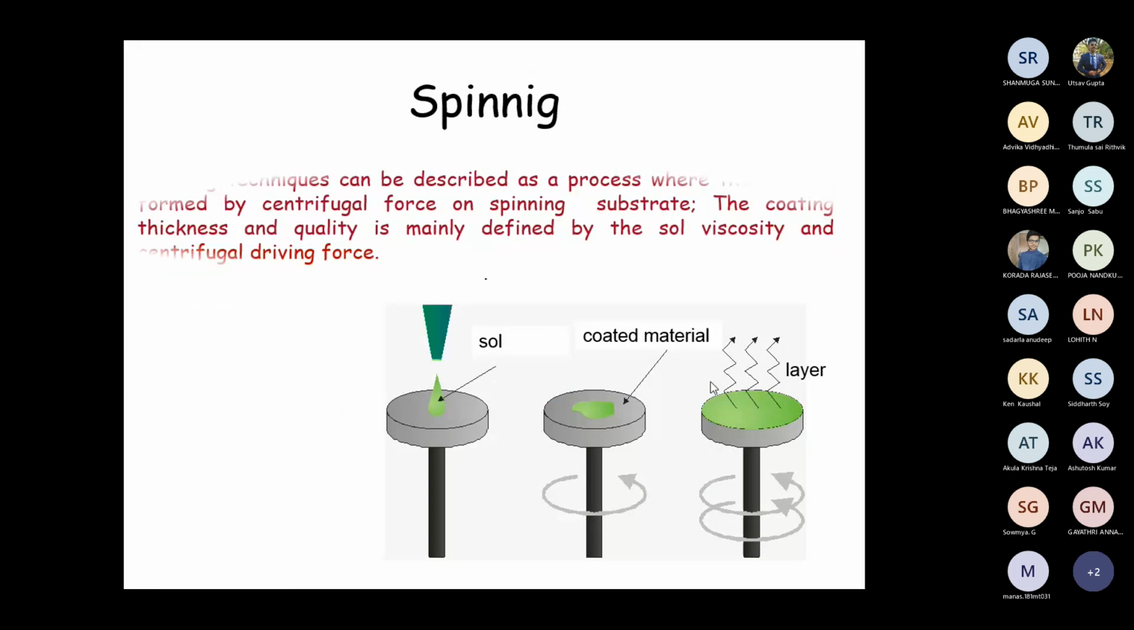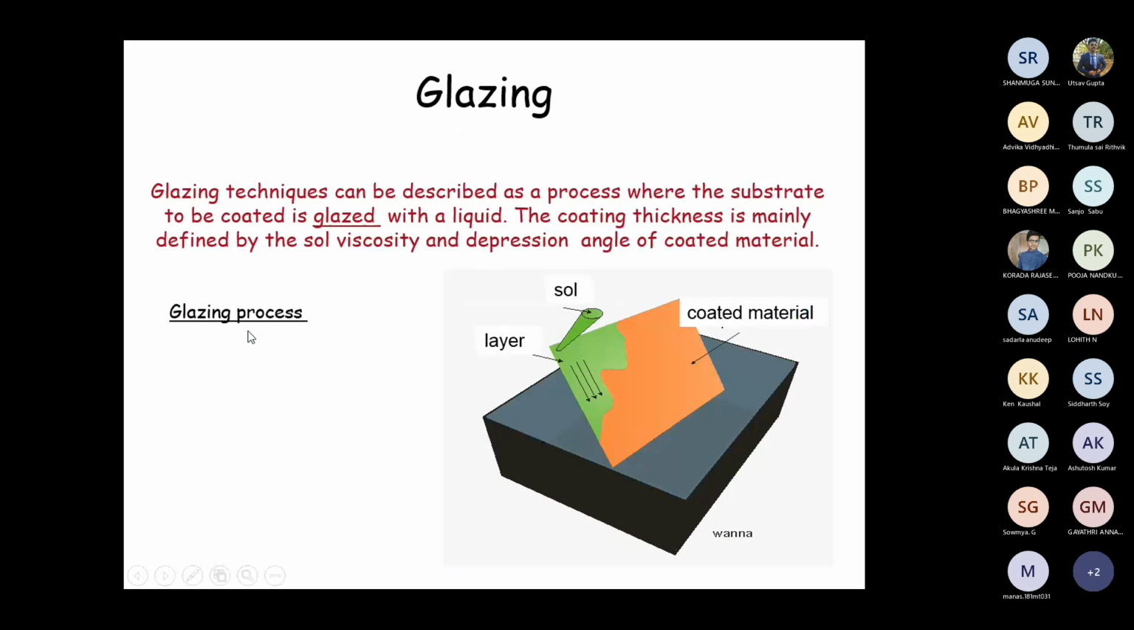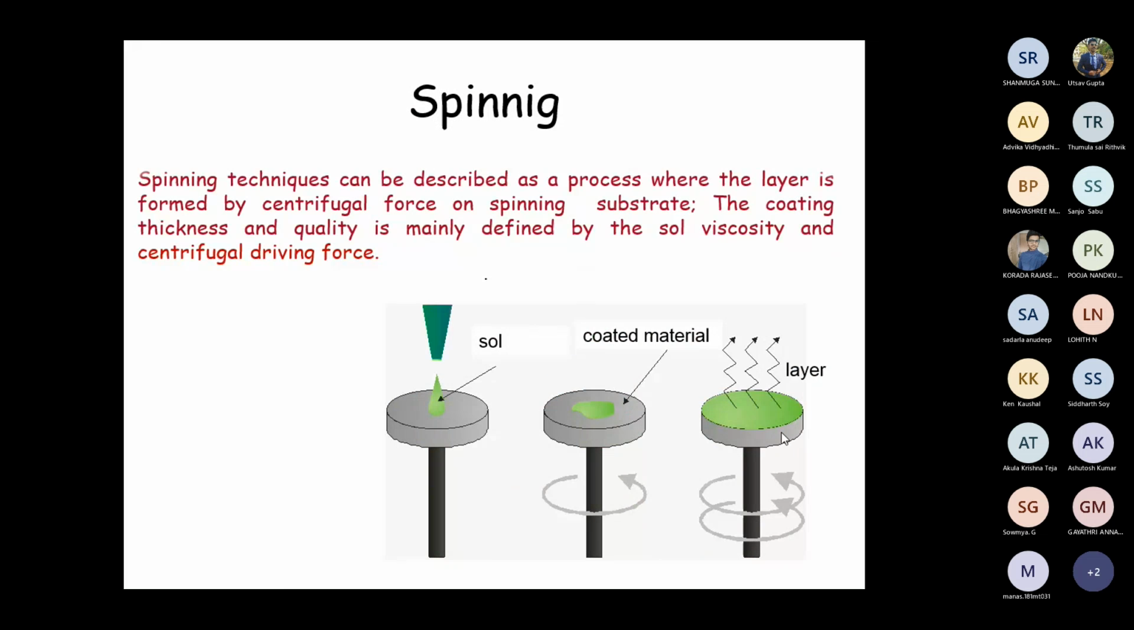In glazing, you can see this layer needs to be coated, and here the sol is poured and will spread because of the tilting. It's a tilted substrate, so the liquid will flow and you will get a uniform coating. In spin coating, this is the spin coating chamber. If you add the prepared sol dropwise and it spreads, finally you will get a very smooth film. Sometimes it needs annealing or sintering.